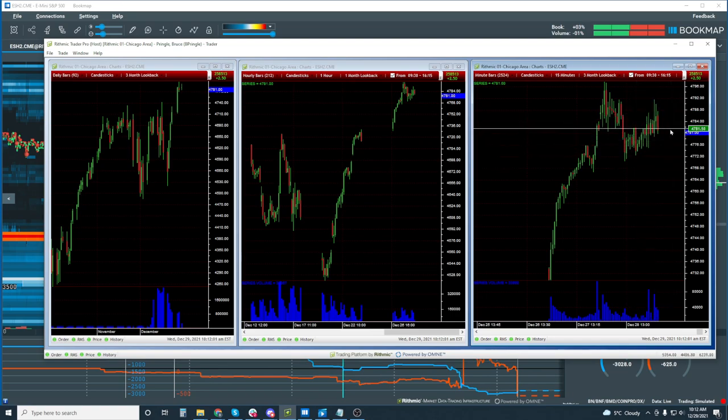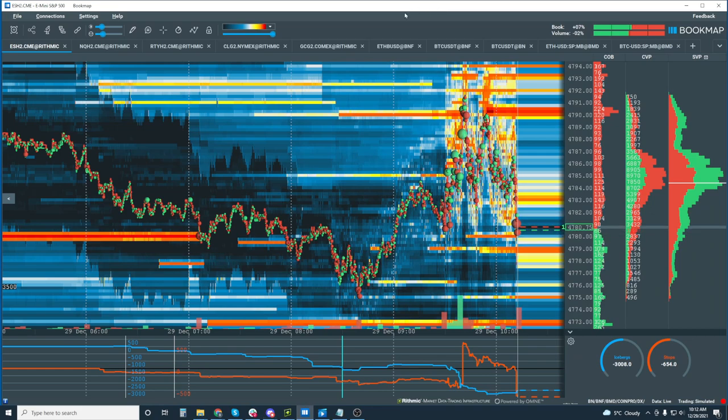Or are we going to bounce off of this point of control and then come back up to these highs and then maybe even break out and test all-time highs? Some of the scenarios we're going through in the higher time frame first, and then we can step into the lower time frame and get a lot more insight into what's going on. All right, so let's do that and take a look at Bookmap.